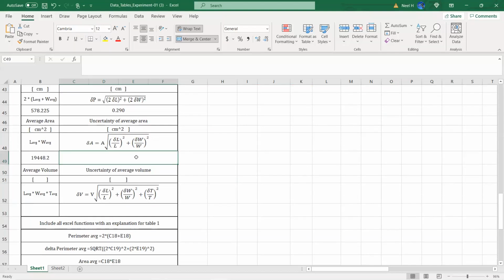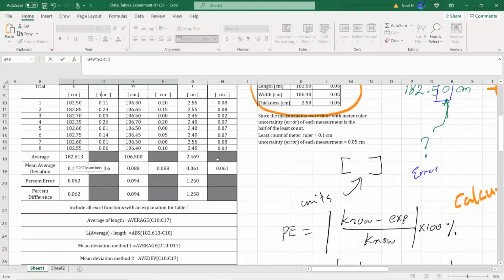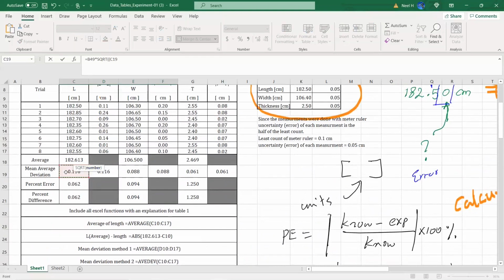Okay, then let's continue. Let's do the function for the area. Equal sign, area calculated, D49 plus square root, SQRT, open bracket, open another bracket, fractional error for the length, which means the mean deviation for the length divided by the length average itself, close bracket, power 2, plus open bracket, mean deviation for the width divided by the width itself, close bracket, power 2, close bracket for the square root.